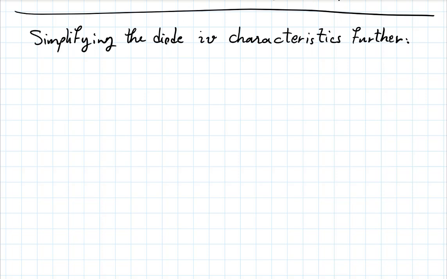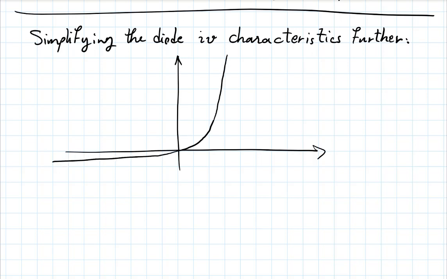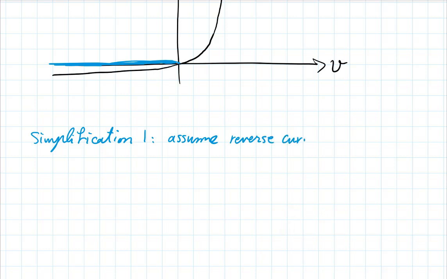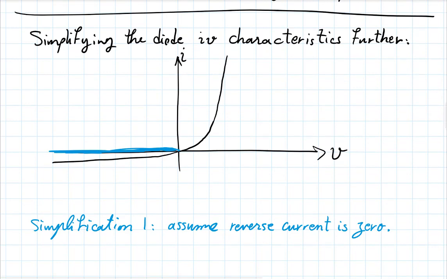To give us room. So I'm zooming in, so I'm exaggerating this. Okay. So one simplification would be to say, well, let's neglect that reverse current. So this is approximately 0, or we assume that it's basically just 0. It tends to be a very good approximation for many applications.